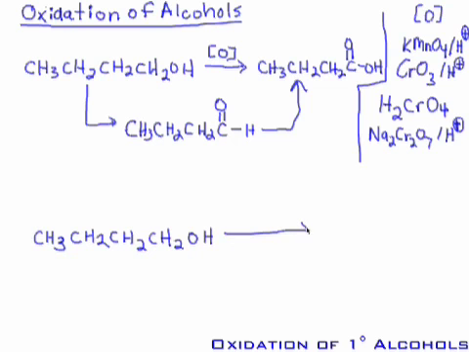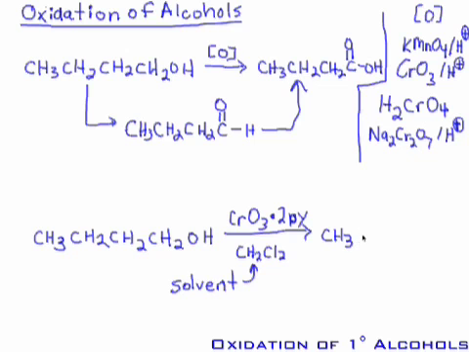if you poison the chromium oxide catalyst. If you use CrO3.2py, the solvent is CH2Cl2. We can use different solvents. This is just the solvent. It doesn't participate in the reaction. Okay, so with the reagent CrO3.2py, we can get just the aldehyde.